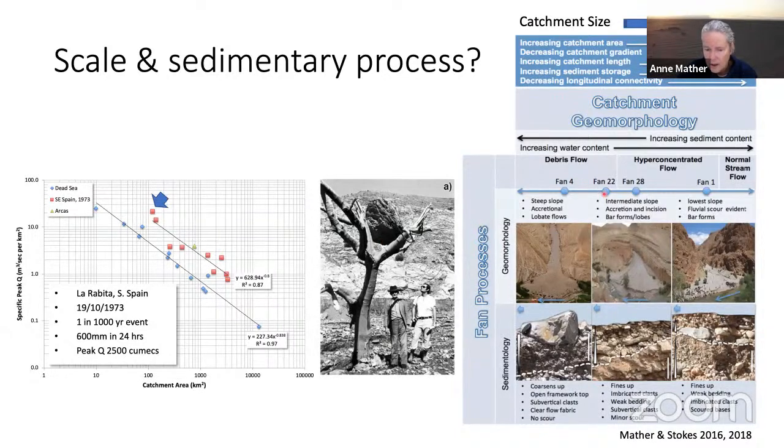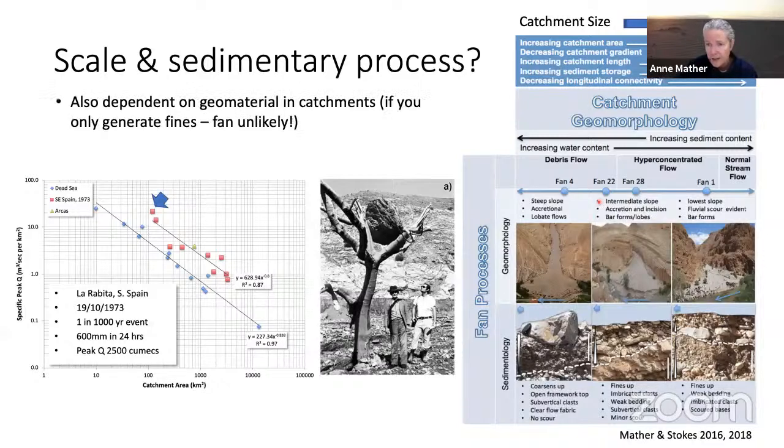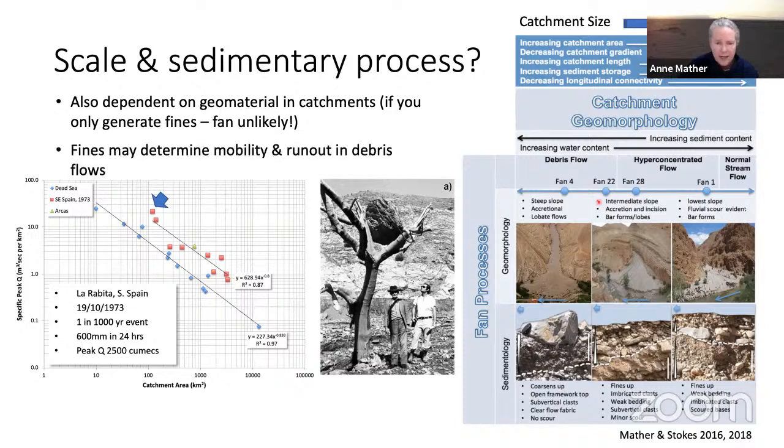This is from work in Morocco. So this is to show you that across the different scales, we see this same sort of thing, that as we get increasing catchment area and decreasing channel gradient with increasing catchment size, we tend to get more fluvial deposits in larger catchments, and debris flow deposits in the smaller catchments. But it's also dependent on the geomaterials that we have in the catchments as well. If you only generate fines, then you're probably going to lose all the sediment as suspended sediment, and you're not going to get a fan at all.